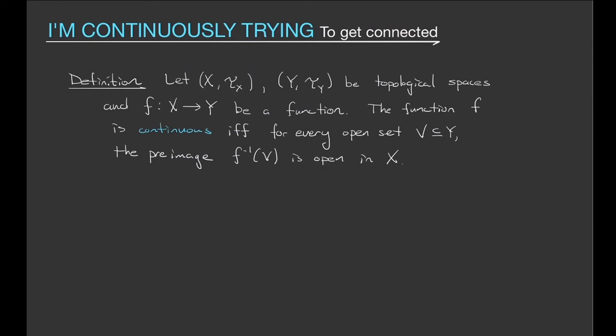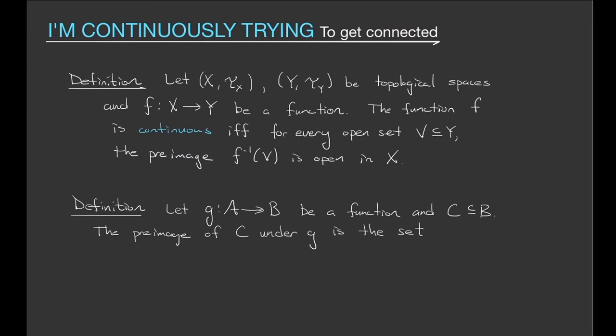Now note, the pre-image may be a term that's not super familiar to you. What is that? Well, if you have a function, let's say g from A to B, and C is some subset of the codomain, which is B, we would say the pre-image of C under the function g is simply this set. It's all the things in the domain such that when you map those elements under g, you get something in C.